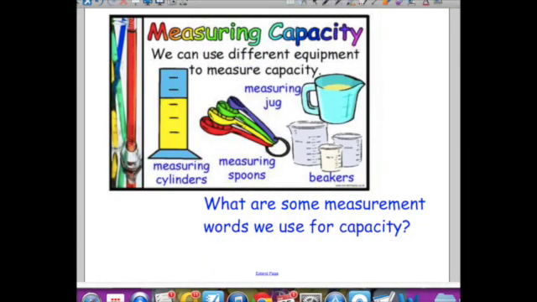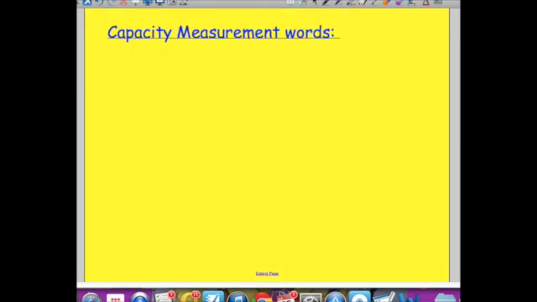Measuring capacity. We can use different equipment to measure capacity. Think about measuring jugs, measuring spoons, beakers, measuring cylinders. Those are all different things we can use to measure. And we've used that in our last functional text when you did some cooking. What are some measurement words we use for capacity? I want you to screenshot this and write down as many capacity measurement words as you can, and then raise your hand and show those words to a teacher before continuing.